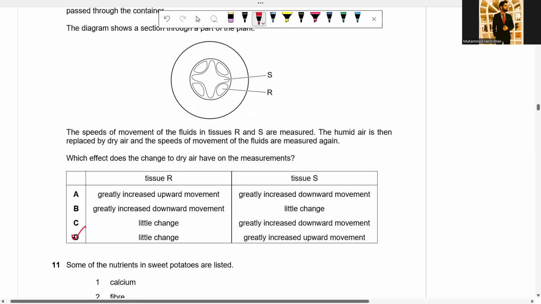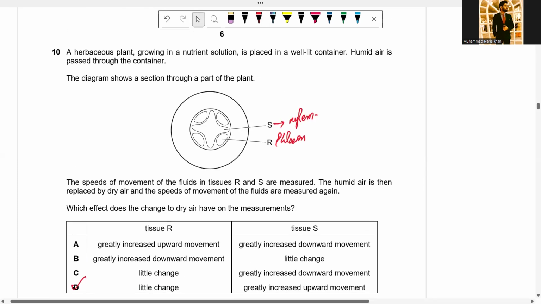Tissue R will be unchanged because tissue R is the phloem, while S is the xylem. It greatly increases the upward movement. Why? The process is transpiration. Transpiration is inversely proportional to humidity.